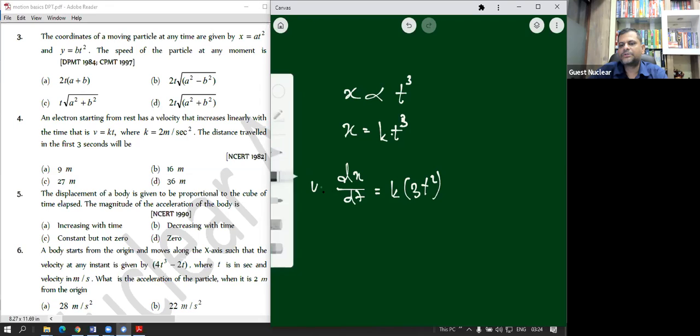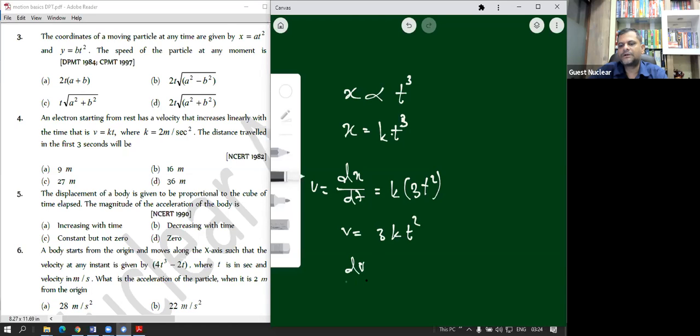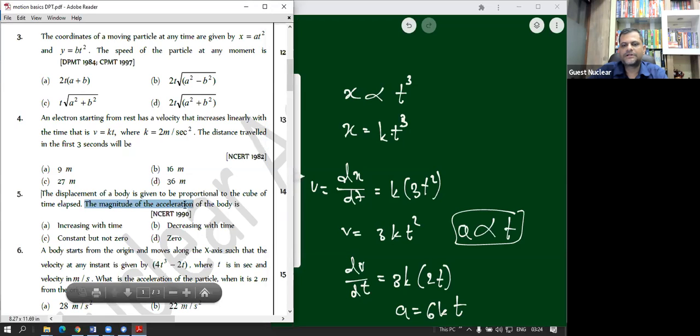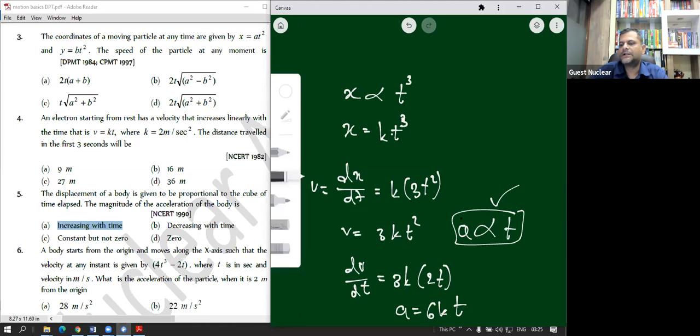And at the same time this is going to be the velocity, but if we just differentiate this once again, तो velocity कितना बन गया हमारा 3k t square. If we just differentiate this velocity also with respect to time, then we can get this as 3k is constant out and t square का derivative 2t, and hence we can get acceleration is equal to 6k t, which shows that acceleration is going to be proportional to time, which is already there in this option number. Magnitude of acceleration of the body is increasing with time because it is proportional to the time. Okay, chalo, next one.